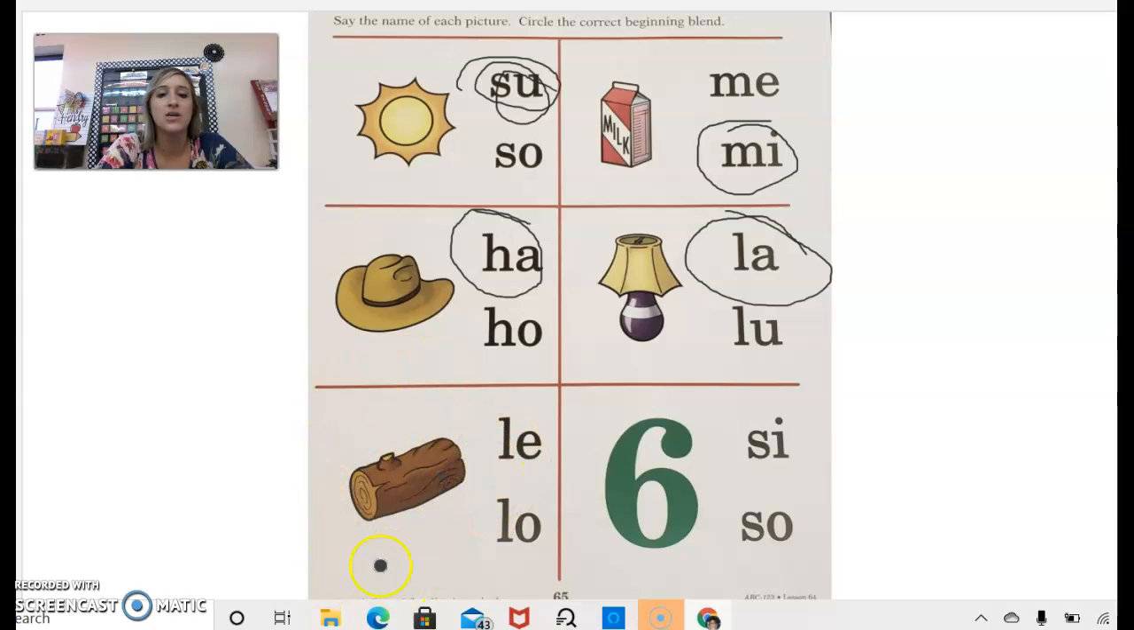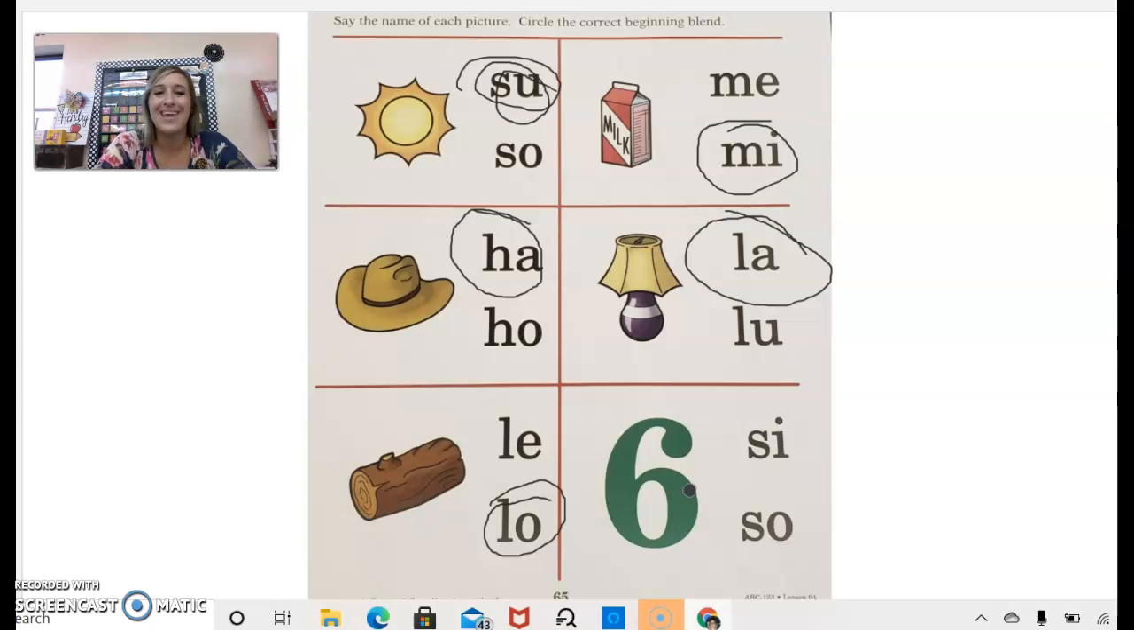A log. Let's read these blends. Log. Which one would help you to write log? Correct, this one. Next, we're looking for the blend at the beginning of the number 6.